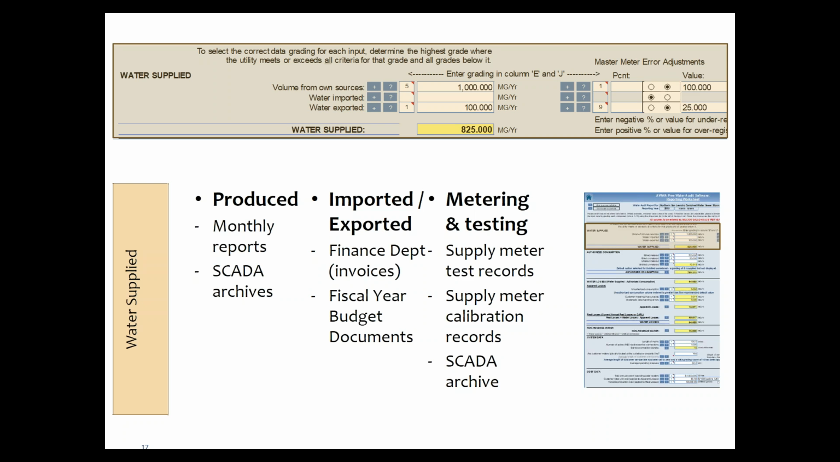So if you are doing any volumetric accuracy testing and or electronic calibration, some of those test records would be beneficial to assessing the appropriate grade in the water audit and accounting for some of those master meter and supply error adjustments to make sure we have a good handle on the water supplied volume going into our system.